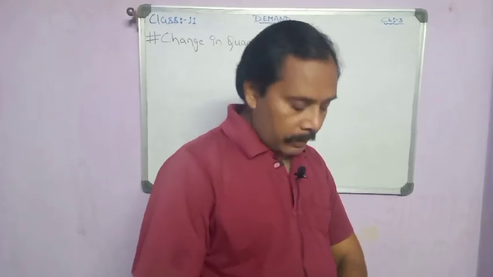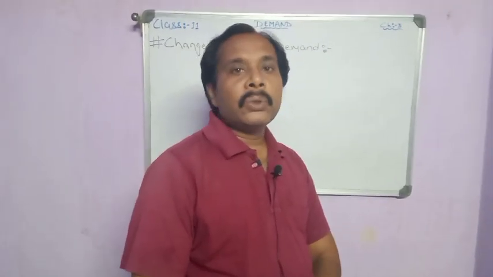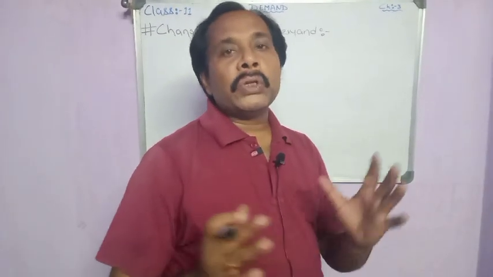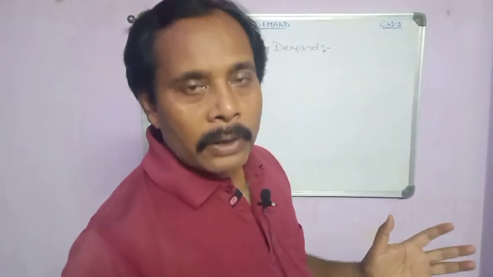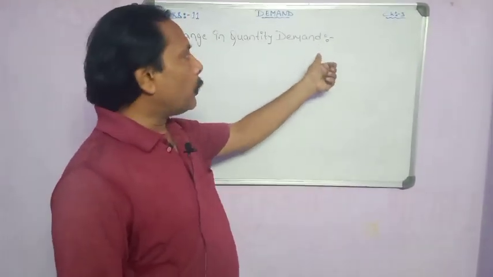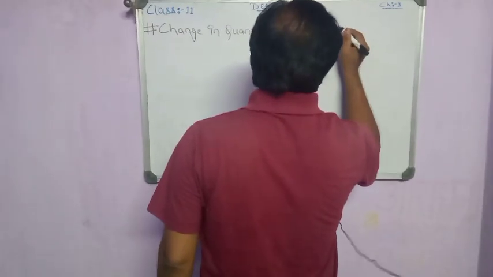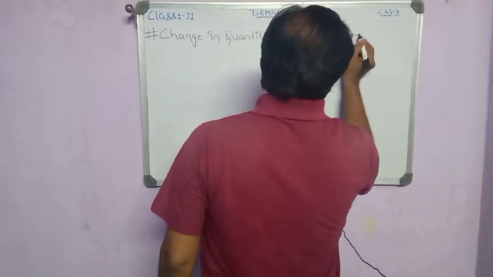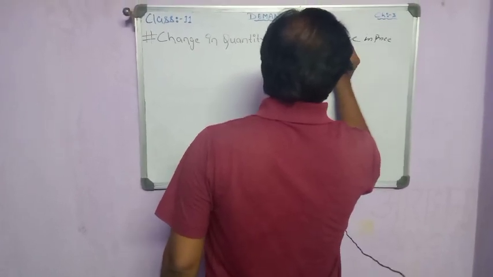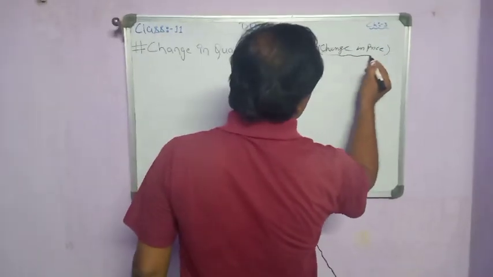When the quantity demanded changes due to change in price, it is known as change in quantity demanded. Is it clear? Once again, due to change in price, if the quantity demanded changes, that is known as change in quantity demanded. So the most important point is that it is due to the change in price.